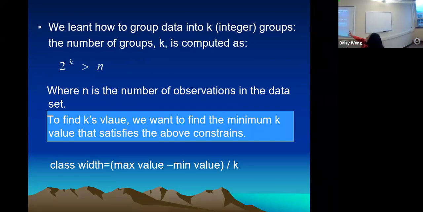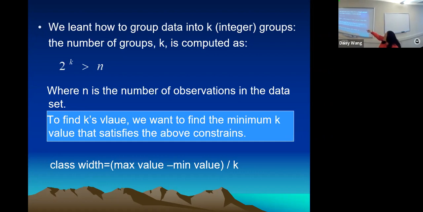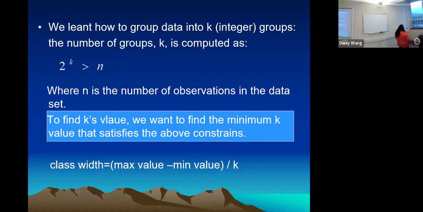We also learned how to group different data into different groups, like how many groups and how to decide how many groups. If the sample size is 50, then 2 to the power of 5 is 32. It's not greater than 50. But the next one, 2 to the power of 6 is 64. So we can divide the sample into 6 groups. The n is the number of observations, like the sample size.